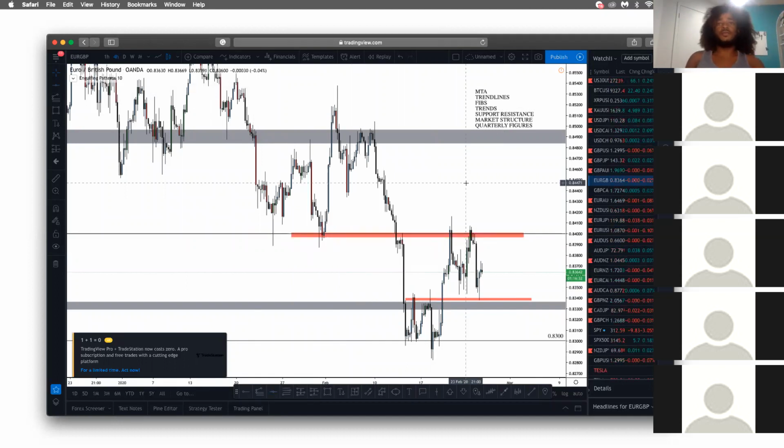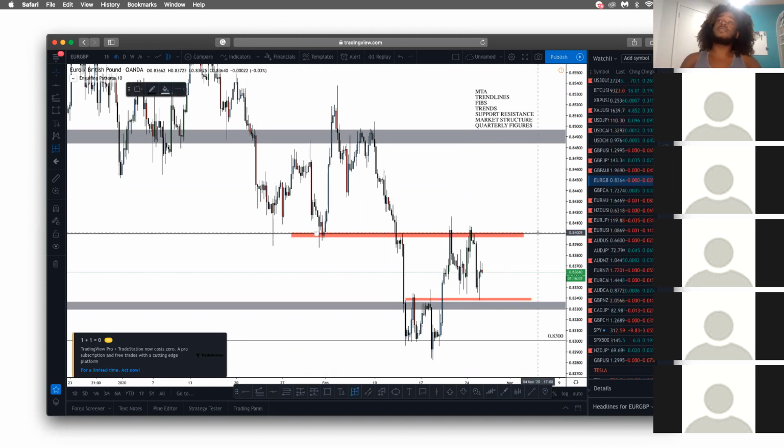Okay, so clearly quarterly figures tend to work because the quarterly figures line up exactly with support and resistance, right? So that they are their own support and resistance. Quarterly figures is a confluence.